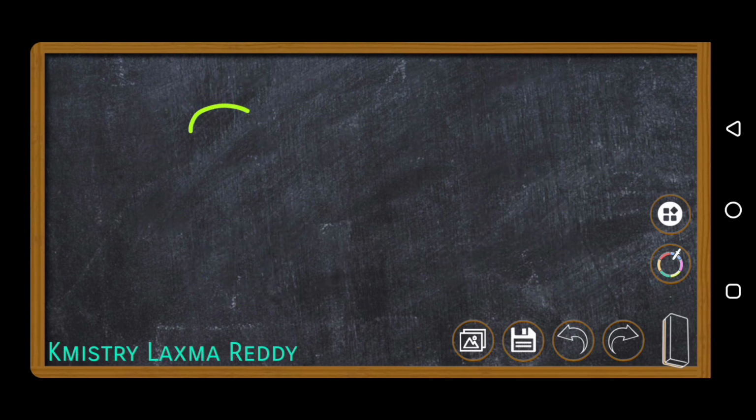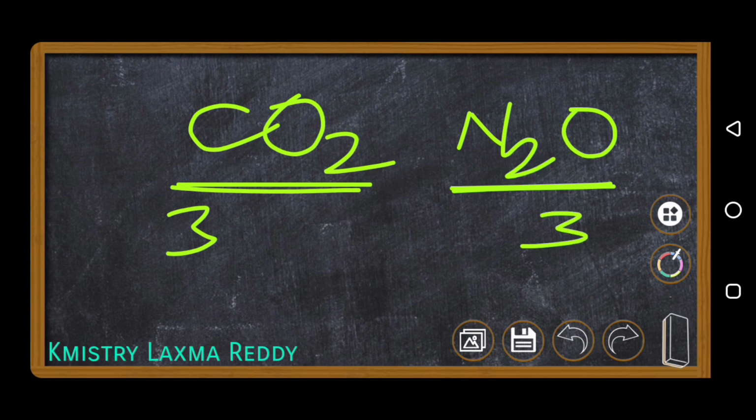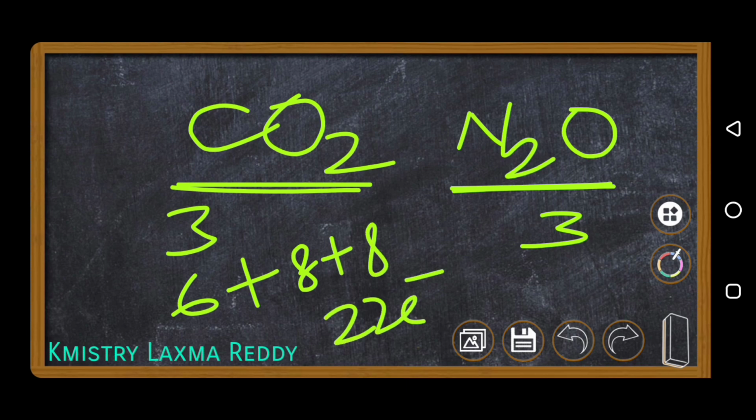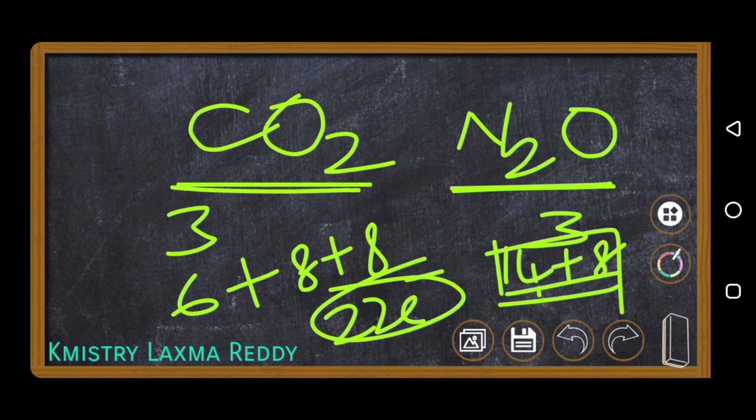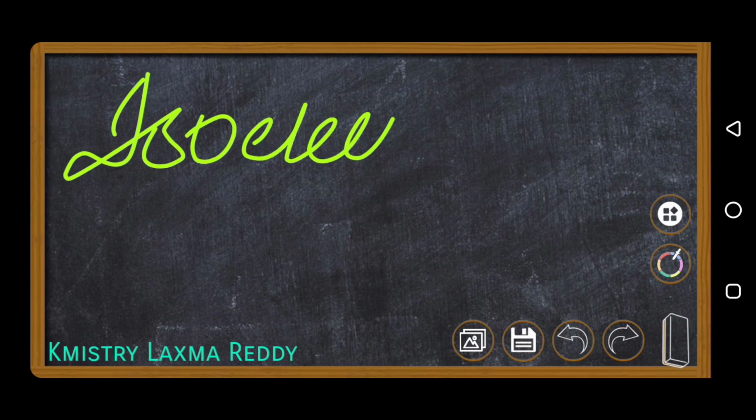See one more example. CO2, N2O. 3 atoms, 3 atoms. 6 plus 8 and 8, 22 electrons. 2 nitrogen atoms, 14, plus oxygen 8, 22 electrons. So in both the cases that is equal to 22. So these are isosters.